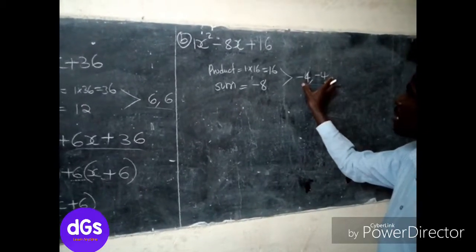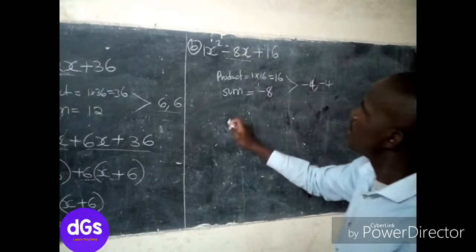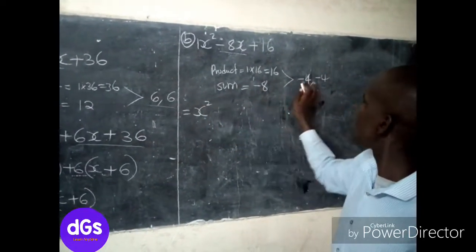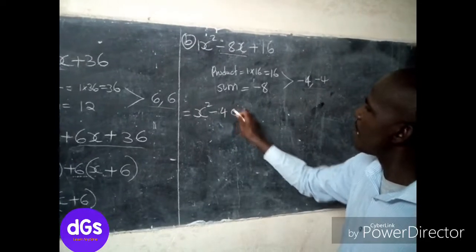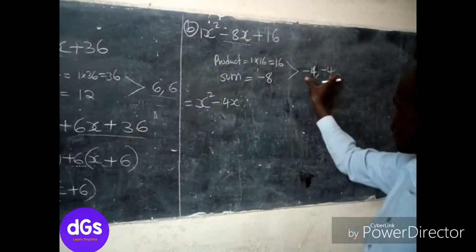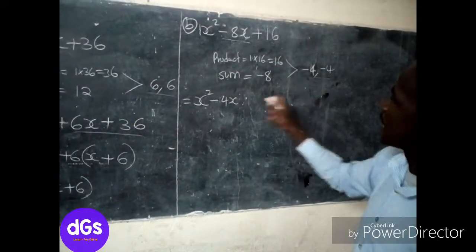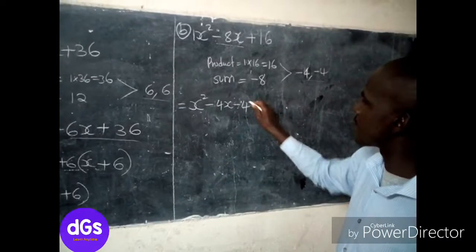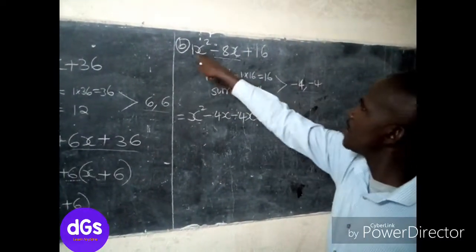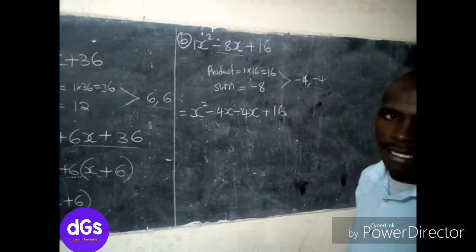So we shall pick them and replace them here. Okay. So what will be our expression? It becomes x squared, minus 4x. We do not put negative 8x again. We replace negative 8x with these two values. So it will be negative 4x minus 4x. So this replaces this one. So we have this here, and then we have finally plus 16.